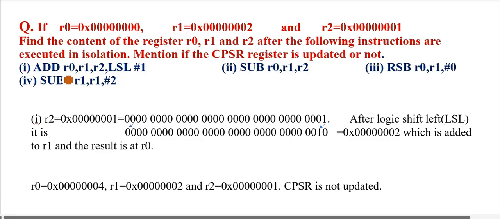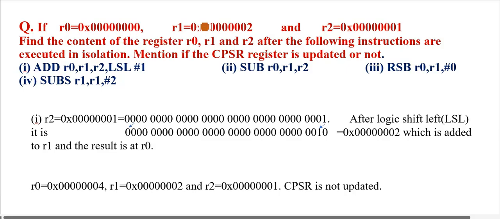Suppose in the theory exam also, if they don't give values, and say explain the following instruction SUBS R1, R2, like this, then you have to explain actually. So you can explain by taking some easy values like R0 is equal to 0, R1 is equal to 2, R2 is equal to 1. Like that you can take any value and explain. So let us take this example.